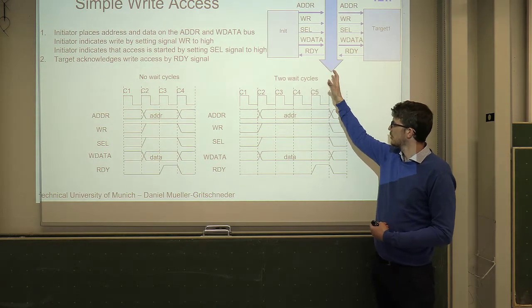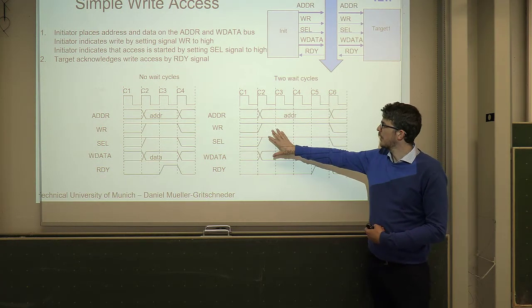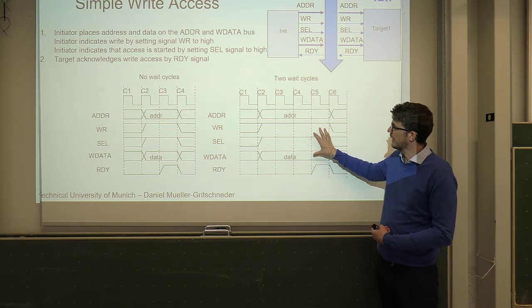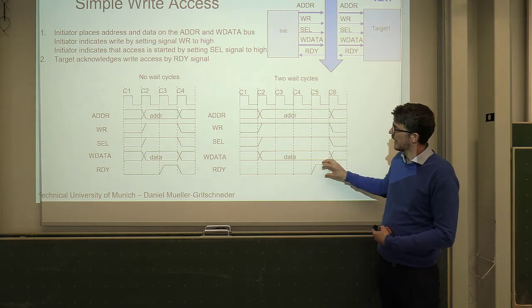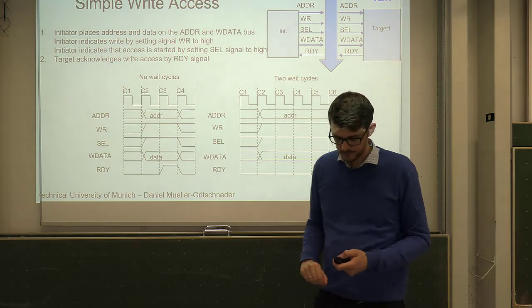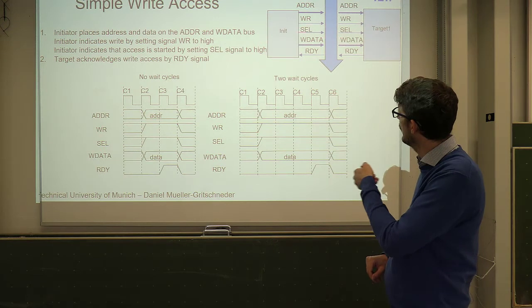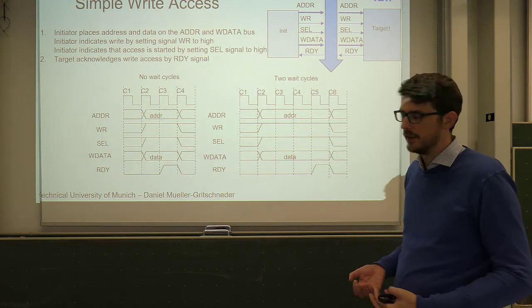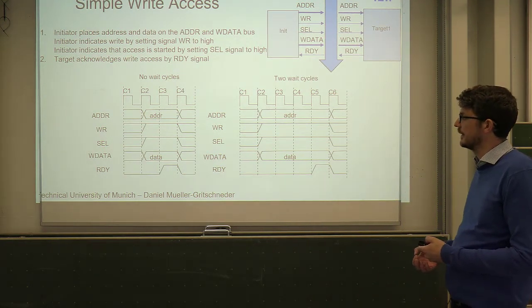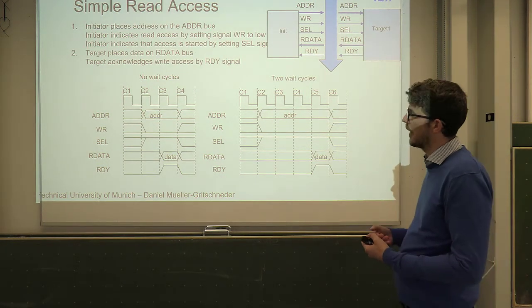This means that, due to this acknowledge not coming yet, the initiator knows, okay, the target has not yet responded, therefore I just keep everything the way it is. I keep the address, I keep the data, and I wait for my target to acknowledge me that it was able to do this write request. So this one is coming from the target to the initiator. Everything else, all other signals, are driven by the initiator side.